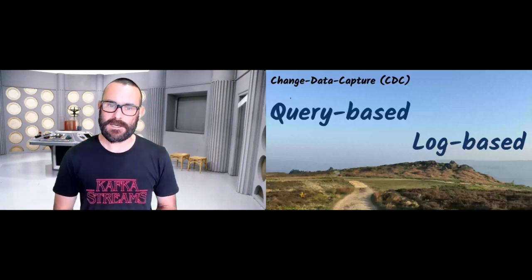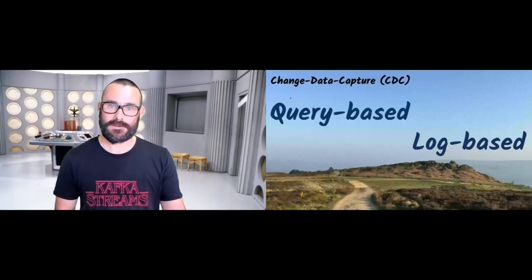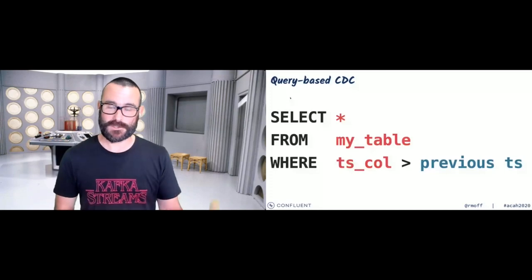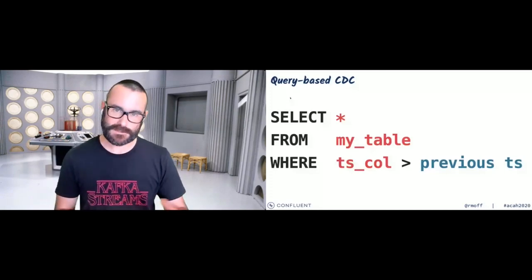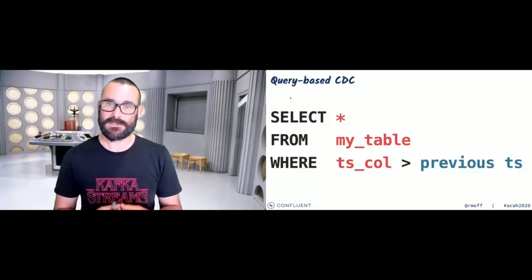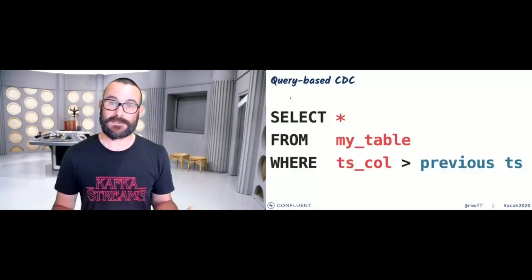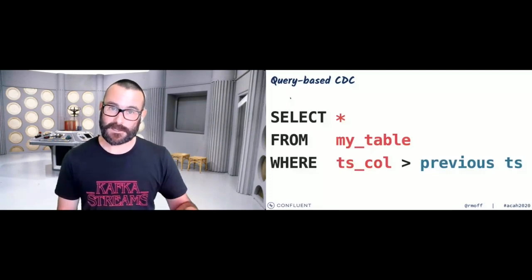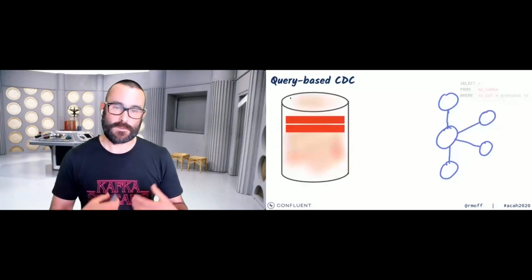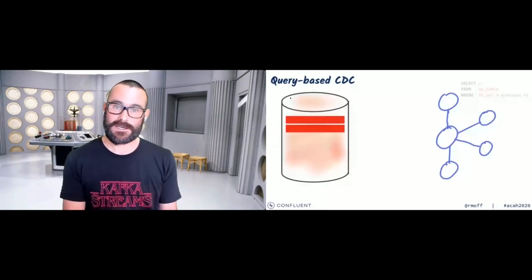Query-based CDC is based on an idea of querying the database to try and figure out what's changed since we last queried it. So we're going to poll the database and say, what's changed since we were last here? And we can do that based on a timestamp or based on an ID column that's incrementing each time. So we go to the database, we say, what changed since we last checked?